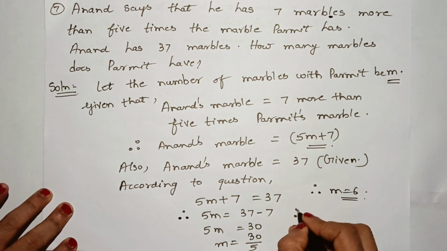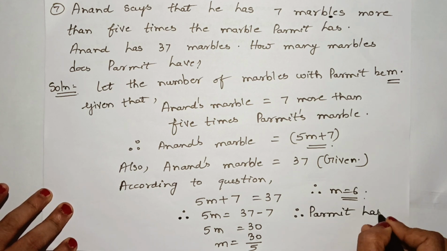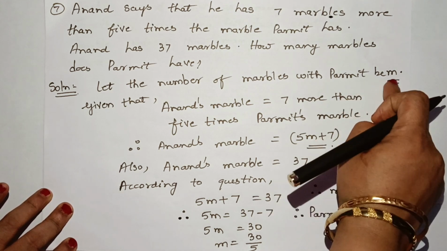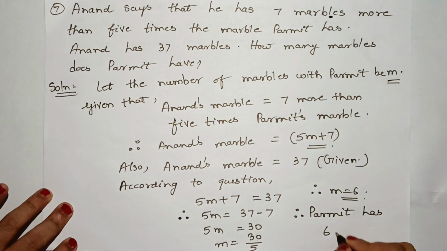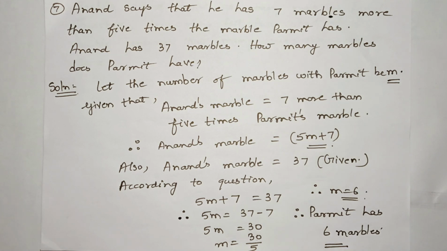So final answer, what are you going to write? Parmeet has how many marbles? You have taken Parmeet's marbles as m. Parmeet has 6 marbles. Very important question. Please practice. Now let's switch to the next sum.